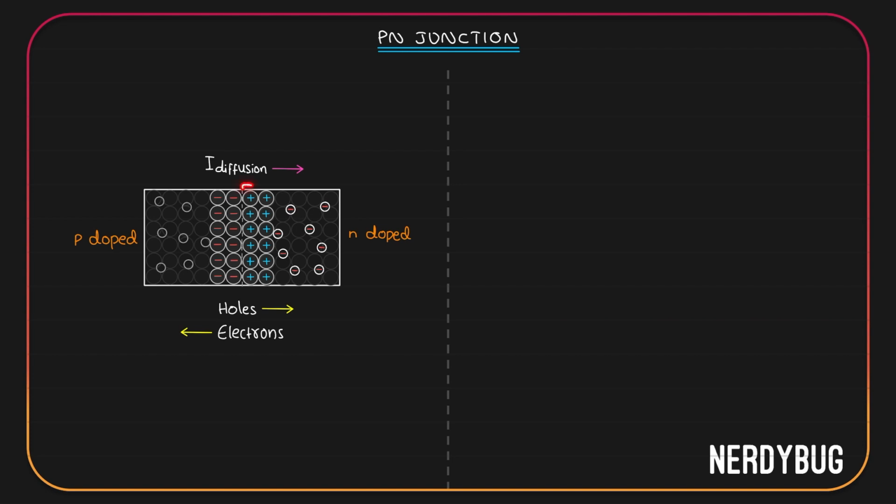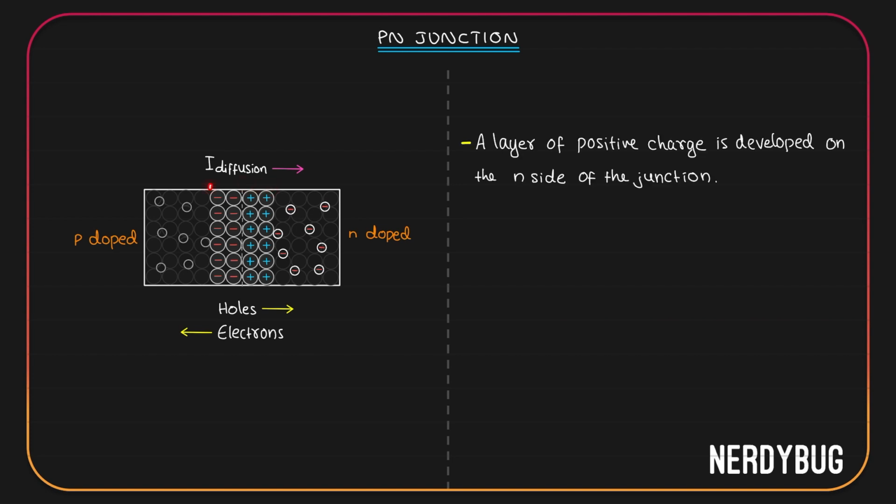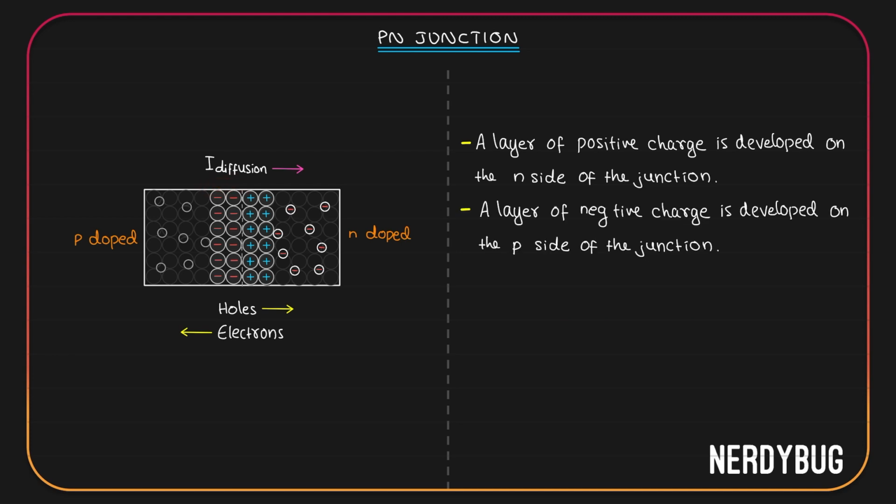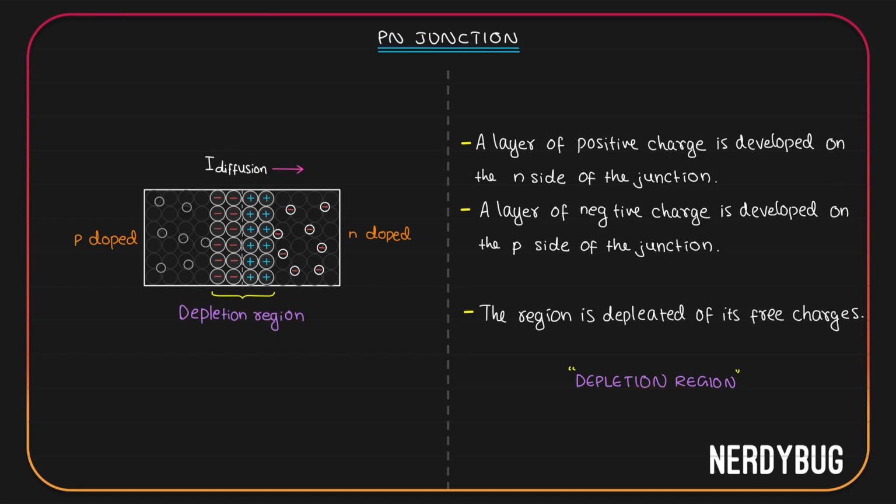Clearly, a layer of positive charges is formed on the n side, and a layer of negative charges is developed on the p side. The two layers were formed when the electrons from the n side were accepted by the atoms in the p side. Which means in this much space we don't have any more holes or electrons that are free for conduction. So we can say the region is depleted of its free charges. Because of this reason, we call it the depletion region.